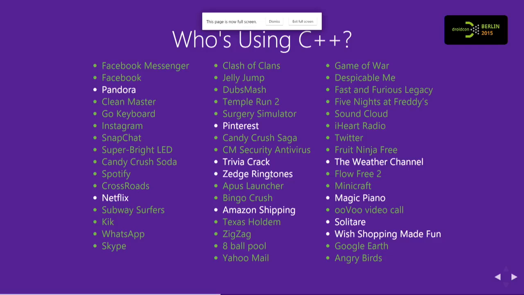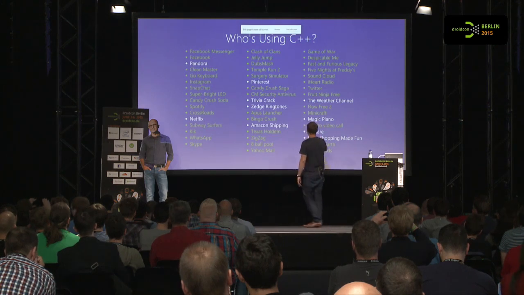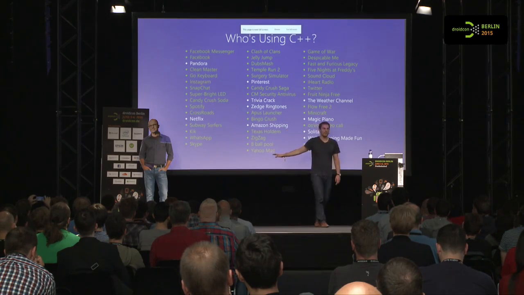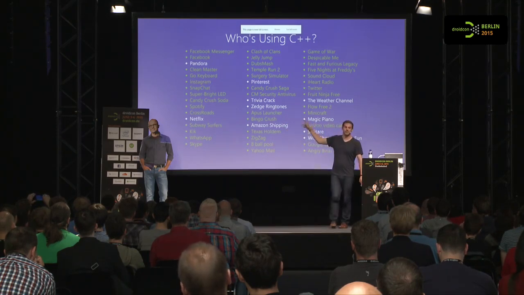So out of the top 50, Pandora, Netflix, Pinterest, then whatever Zedge ringtones is, the Weather Channel, Magic Piano, Solitaire, Wish Shopping Made Fun, Amazon Shipping, those are the only ones that are not built in C++. And that, by the way, includes things like Facebook Messenger, for very good reason, because C++ allows you to go cross-platform in a very, very usable way. It's the only language that is spoken by all platforms, and it's the only language that actually allows you to write code that compiles down to the very core of what those applications and those platforms expect.